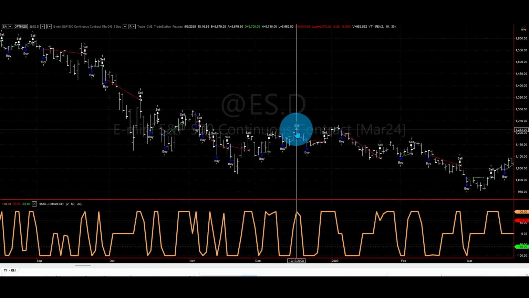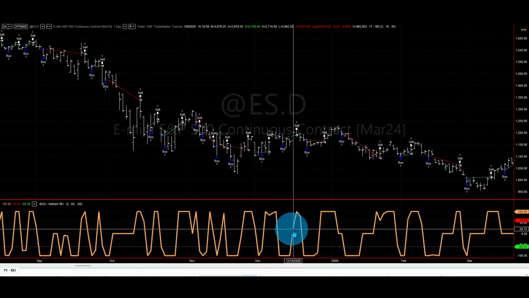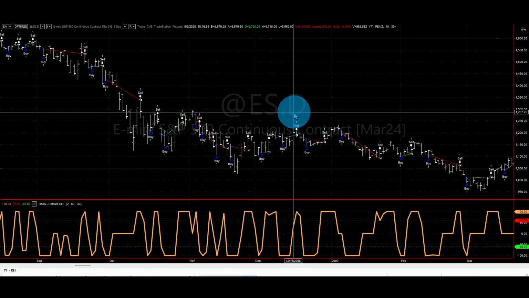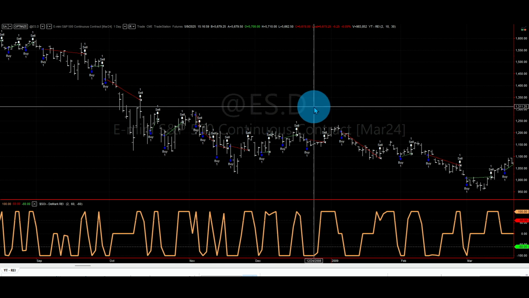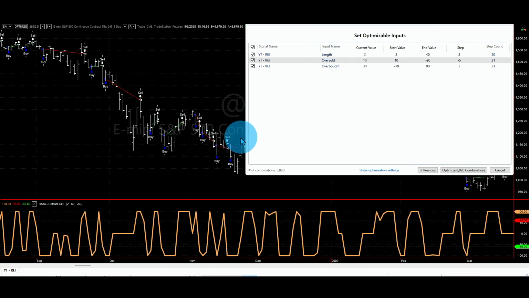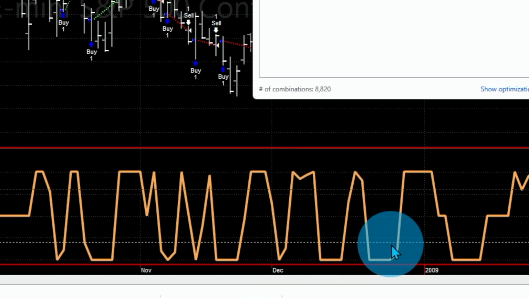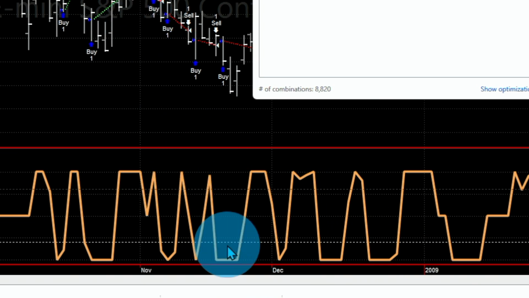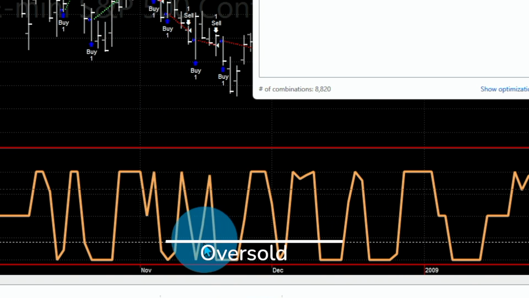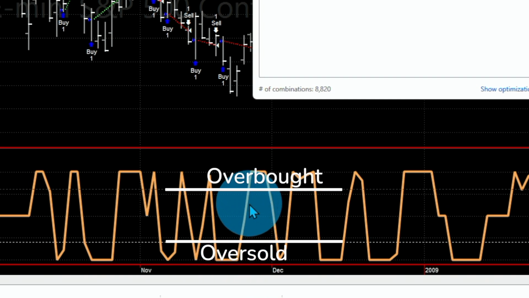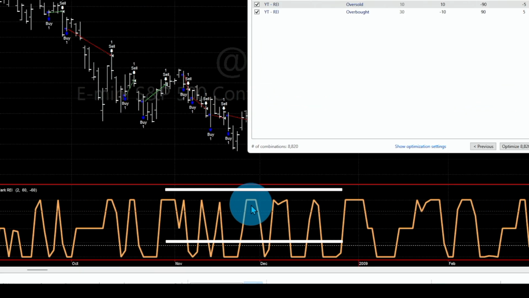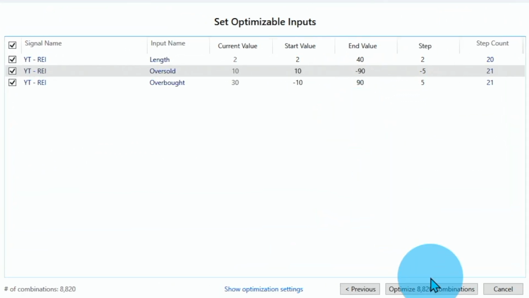So here is a strategy built around the REI indicator. I'm using here the S&P 500 E-mini futures since 2007. So we can test the indicator using an optimization. And here is the length, which is the look back of the indicator, and then the overbought level and the oversold level. So the strategy will go long when the oscillator goes below the oversold level, and it will exit when the oscillator goes above the overbought level. So using these combinations, we will get about 8,800 strategies.